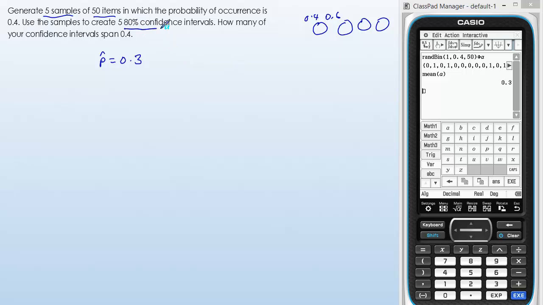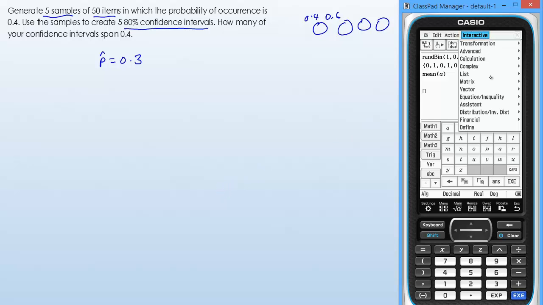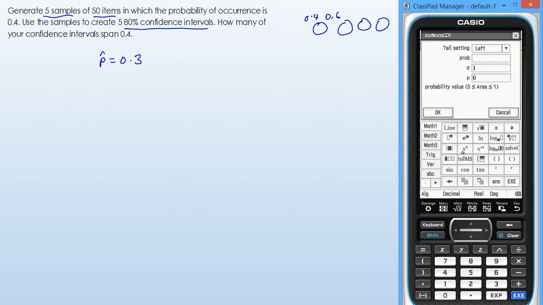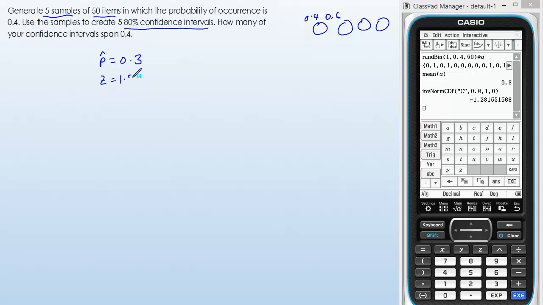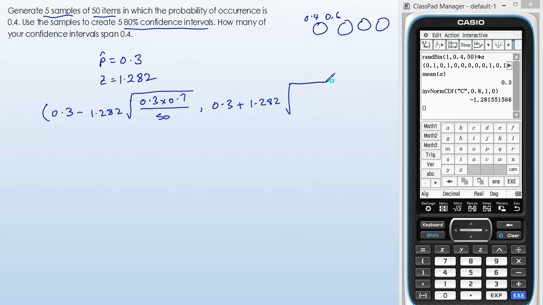Now we want an 80% confidence interval. So go for inverse norm. Let's go for center and 0.8. So that's 1.282. So we're going to have 0.3 take away 1.282 times the square root of 0.3 multiplied by 0.7 over 50, and then 0.3 add 1.282 times the square root of 0.3 times 0.7 over 50.